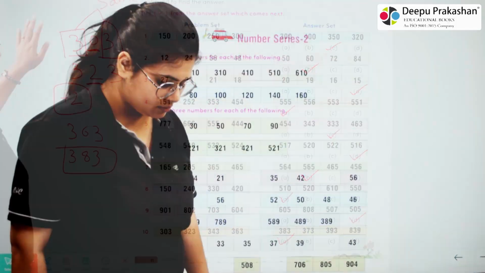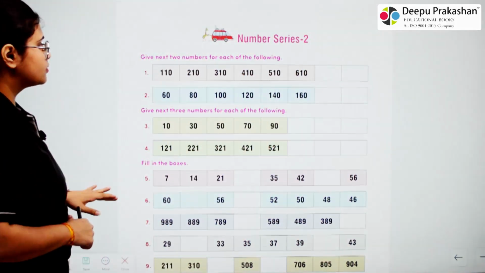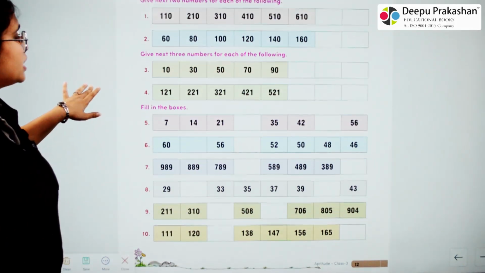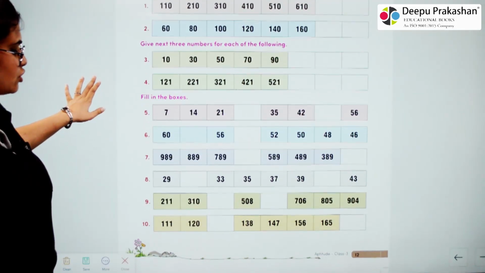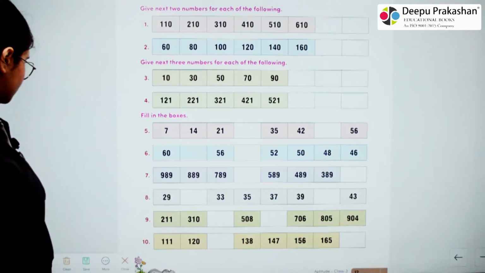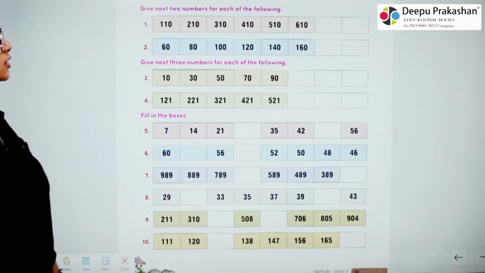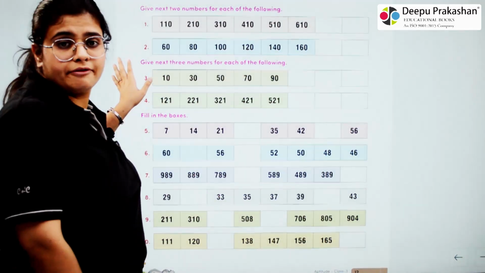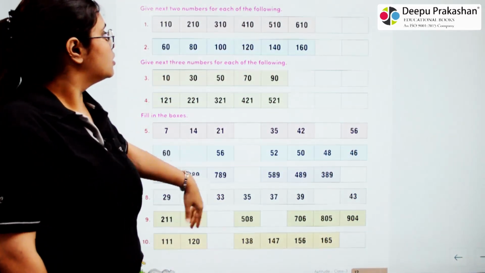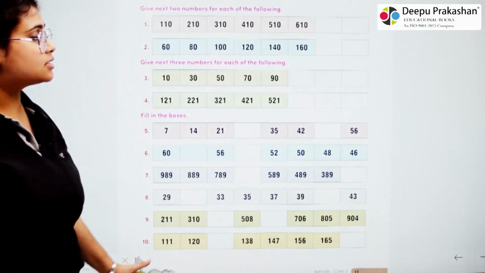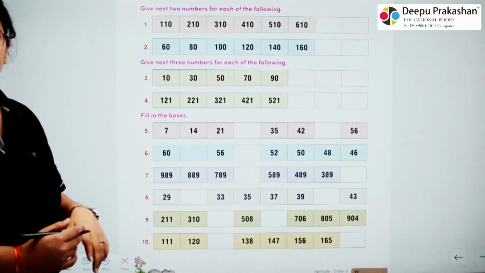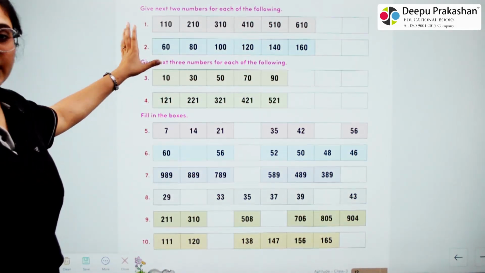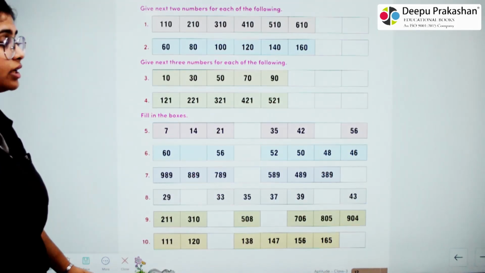Okay. Number series 2. Give the next two numbers for each of the following. Here we have to find what number will come after the numbers that are given to us, and we have to identify the number by looking at the series that is given to us.